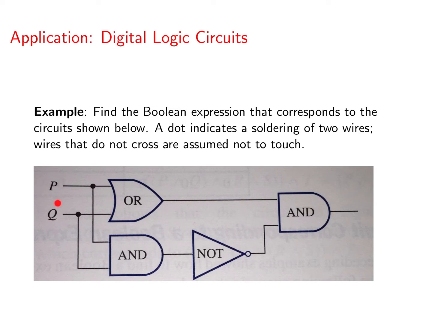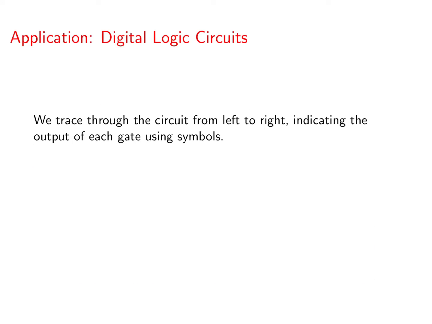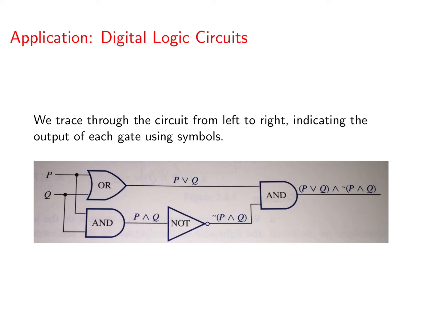Notice that we're using capital letters, P and Q, to represent input signals. Earlier we used lowercase p, q, and r as statement variables in our statement forms. So what we'll do is we'll trace through the circuit from left to right, indicating the output of each gate using symbols. So here we have P or Q coming out of this gate, and then here we have P and Q coming out of the AND gate. The P and Q is fed into the NOT to give us NOT (P and Q). And finally, the P or Q and the NOT (P and Q) comes out here in one final expression.